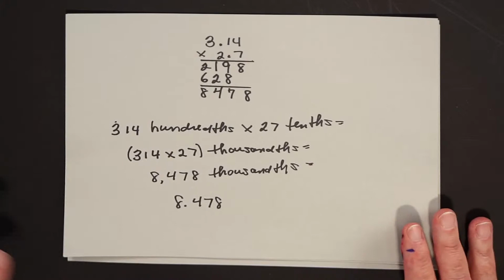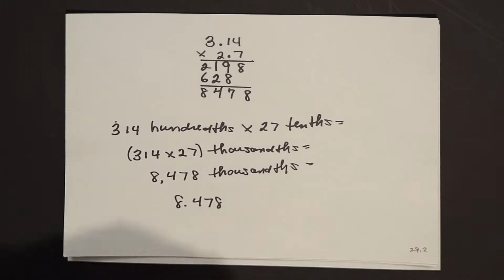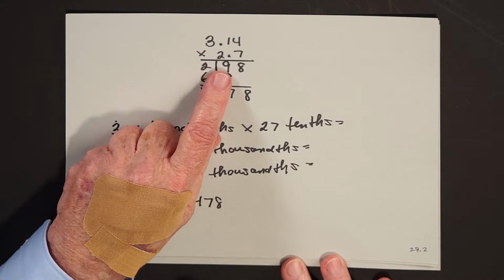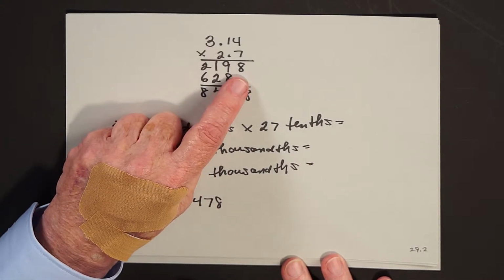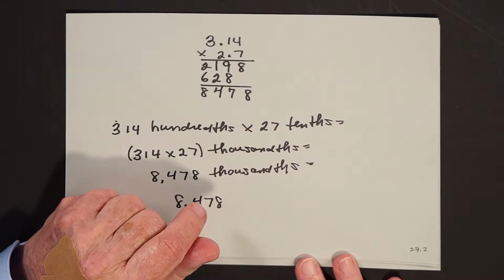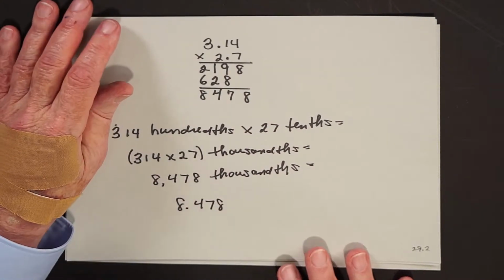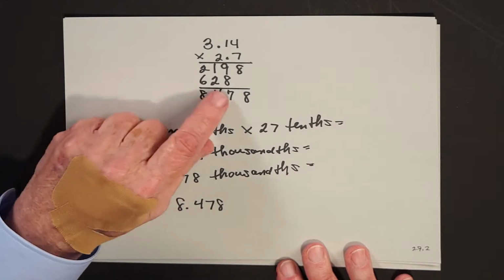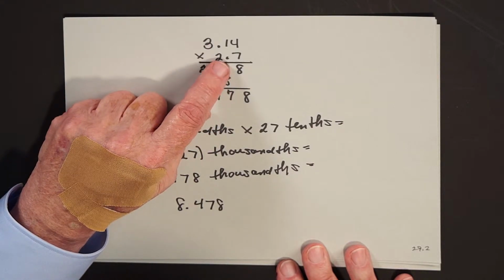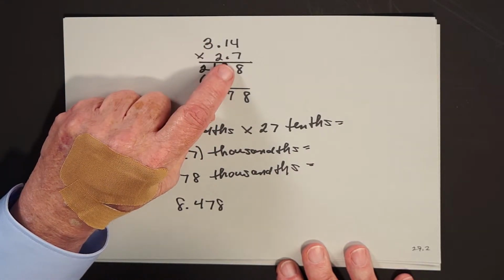Let's suppose we were called upon to multiply 3.14 by 2.7. What were we told to do? Pretend there's no decimal point and multiply the same as you would if these had been whole numbers. And notice, we don't even mention that we don't have to line the decimal points up.